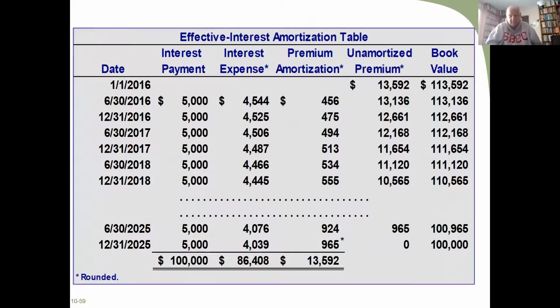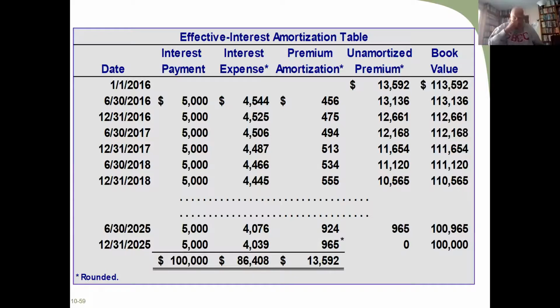All right, Suda. How did you get to the 4466 on the next to last one? I'm looking at the interest expense now. Where's the 4466? Sorry. The next to last one. Okay, go ahead. You multiply 11654 times what's our market rate? Times 8%. Times 0.08 divided by 2.